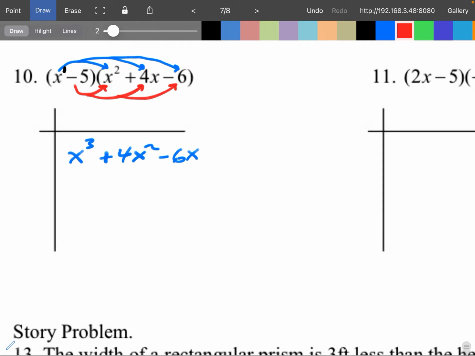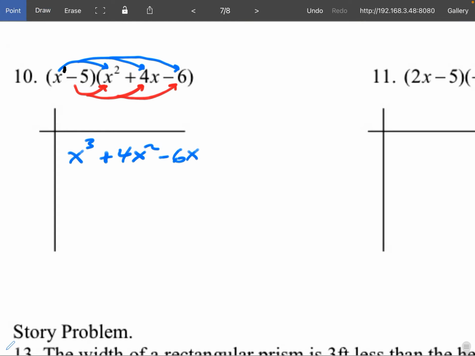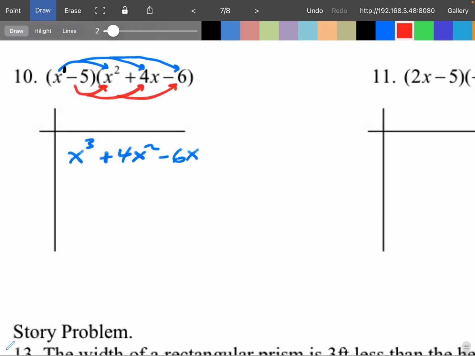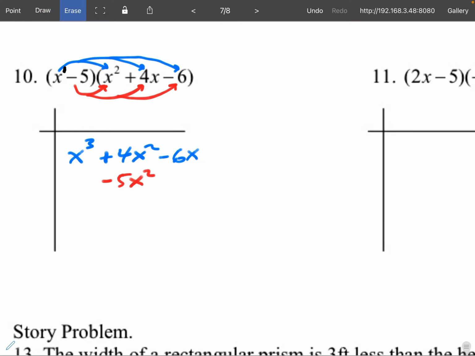Then in the red, we've got to do a -5 times x squared. So right here, -5 times x squared. What's that? Good, -5x squared. Now I could write that right here, but I think I want to write it right here because I know that then I have like terms that I can combine. So I'm going to write the -5x squared below the positive 4x squared.